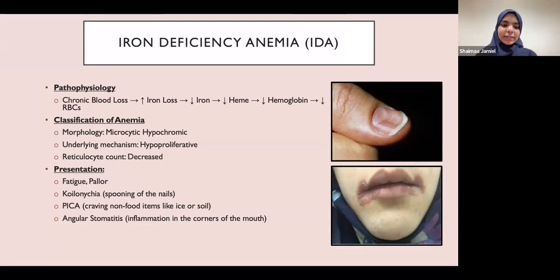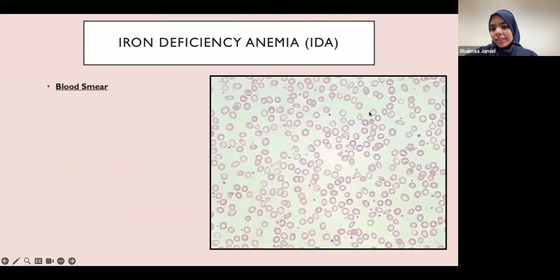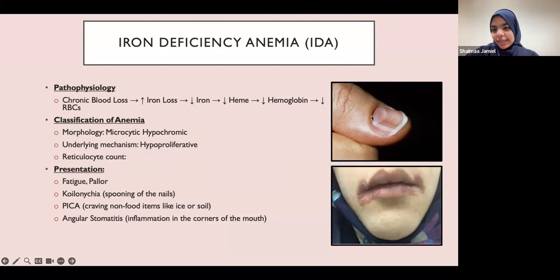Okay. So how will they present? Just like any normal anemic patient, they would have fatigue and pallor. But there's something very specific for iron deficiency anemia, which is called koilonychia. It's basically the spooning of the nail. As you can see here, there's spooning of the nail. So this is only for iron deficiency anemia. Another thing is pica, which is also associated with iron deficiency anemia, where they crave non-food items like ice or soy. Pretty sure a lot of the people here eat ice, but yeah, okay.